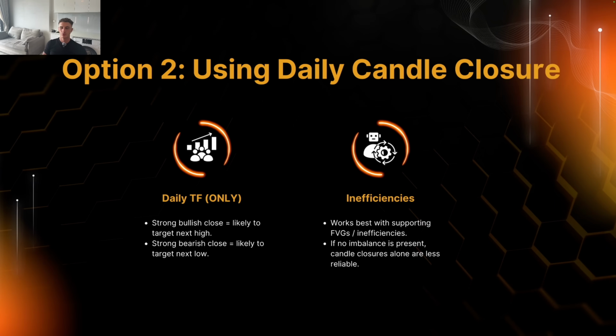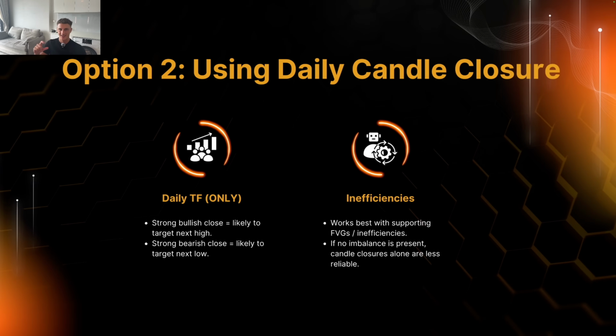Now, option number two, using daily candle closure. So let's say the worst case scenario. There's no fair value gaps on the daily, there's no fair value gaps on the 4 hour, and there's no fair value gaps on the 1 hour. There's absolutely no inefficiencies. What do you do in this scenario? You're going to use the daily candle as your daily bias and draw on liquidity. This works for the daily time frame only. You can't use the 4 hour, you can't use the 1 hour. Stick to the daily time frame.